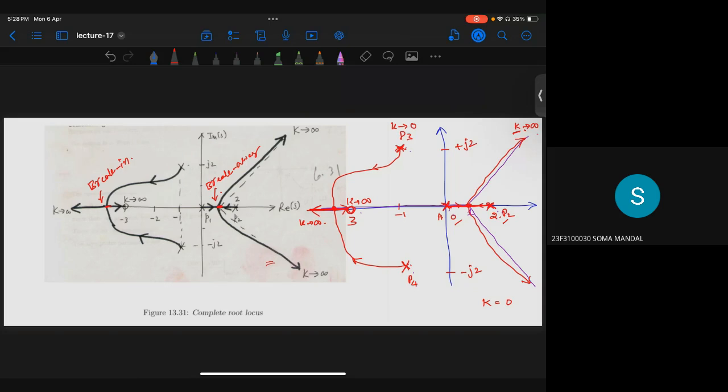Are there any quick queries? Sir, this type of question will come in the quiz too? Yes, because they will be based upon the steps of the root locus. So it means that you should do the practice.